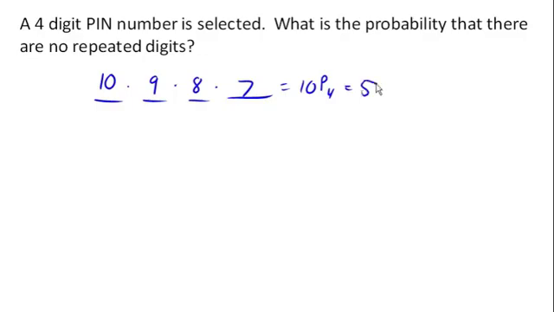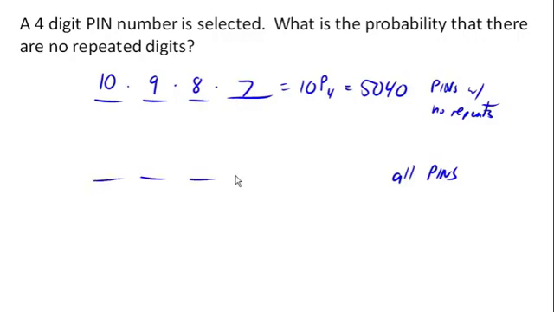Is 5,040 different pins with no repeats. Now, in order to compute the probability, we're going to have to find the total number of pin numbers, including repeats. So all pins. So if we consider all pins, including allowing repeats, how many choices are there for the first number?